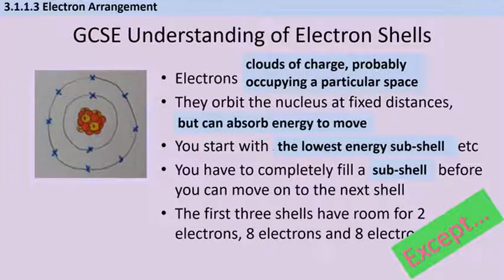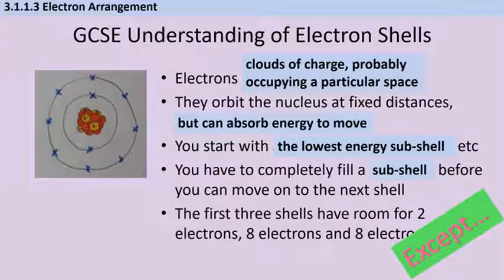So at GCSE, when you were drawing atoms, you would have drawn one shell for hydrogen and helium, and then a second shell which took you up to neon, and a third shell that took you up to argon. And at that point, that third shell had 8 electrons in it. And then you started the fourth shell.